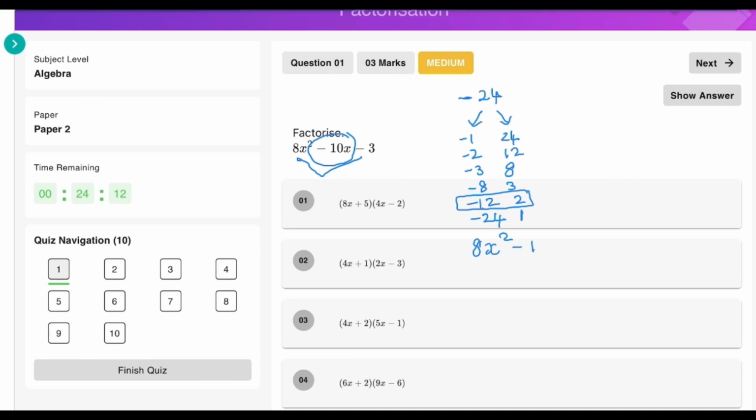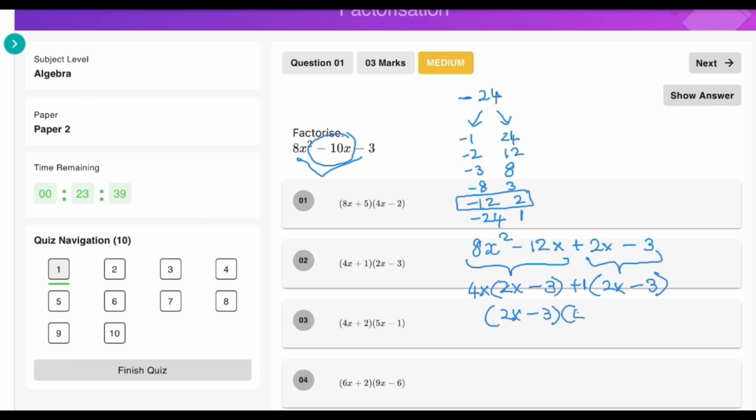So if we go about the next step of this problem, that is 8x squared, take away, instead of negative 10x, I'm going to put negative 12x plus 2x, and then have that negative 3 coming in at the end. And between the first two terms, when I factorize, I can take out 4 and I can take out x. So that leaves me with 2x minus 3. And from the second two terms, I can only take out a positive 1. So that as well leaves me with 2x negative 3. So finally, the two brackets is going to be 2x negative 3 and 4x plus 1. So that would be option number 2.